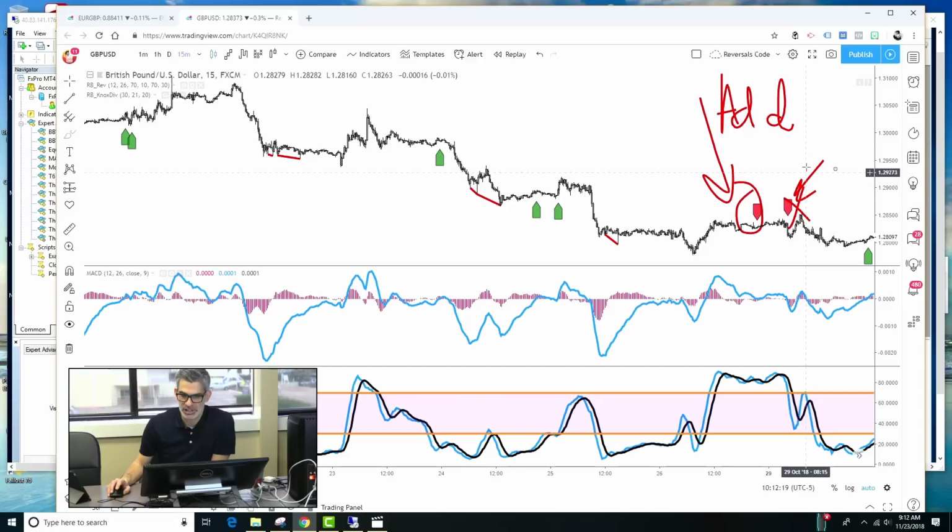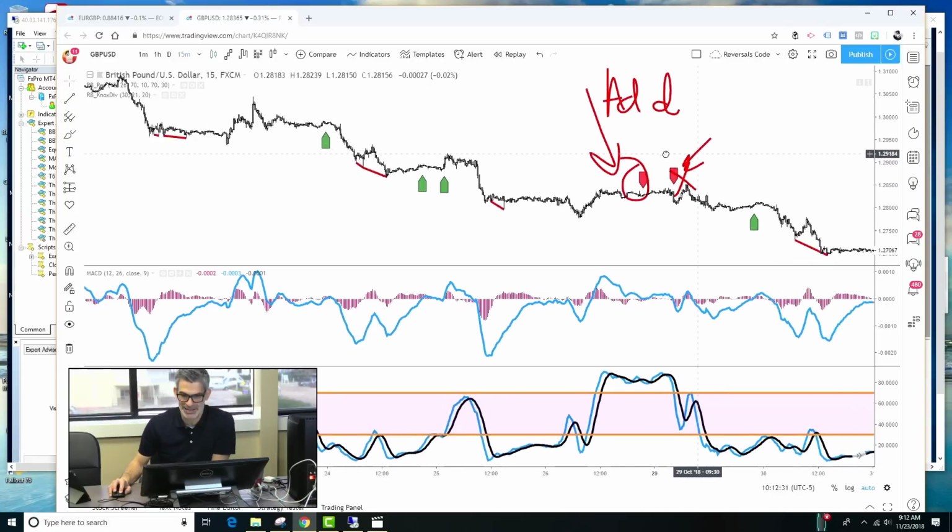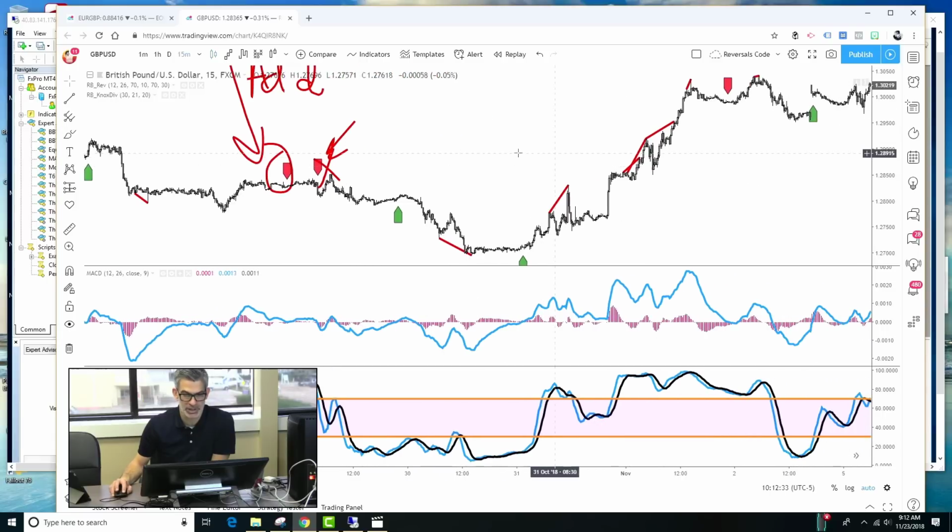And unfortunately, this trade right here is not profitable when this signal occurs. This is slightly higher, so it can't take this trade. It has to trade only on lowers. So it cannot take this trade either.